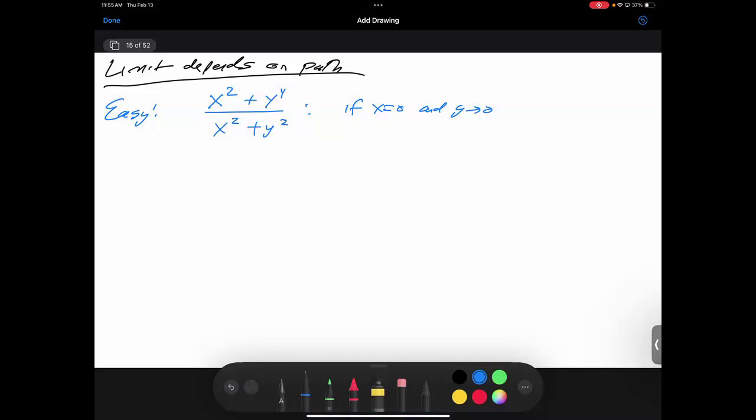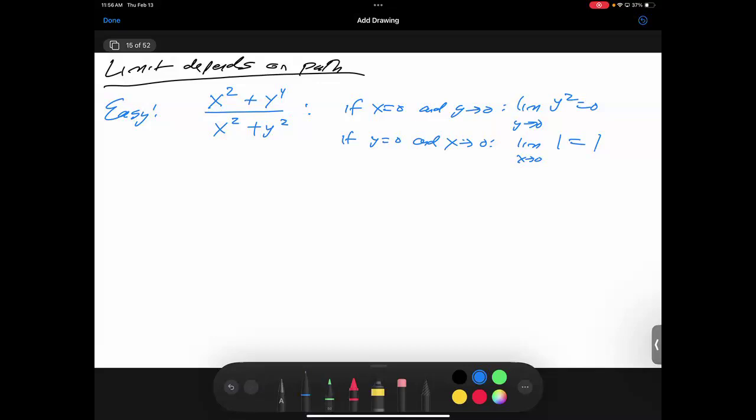Does everybody agree we get 0? So this would then just be the limit as y goes to 0 of y squared, which is 0. If y equals 0 and x goes to 0, this is the limit as x goes to 0 of 1, which is 1. So here's a nice example of a function where I get a different value depending on how I do things.